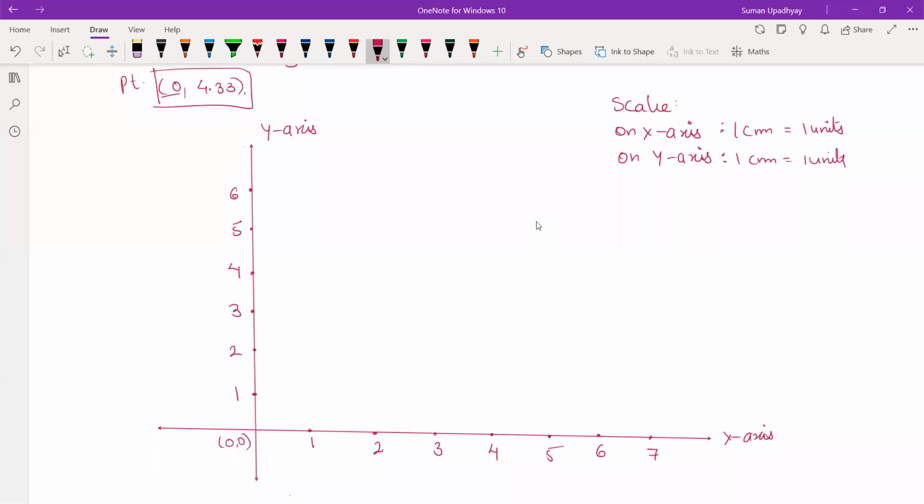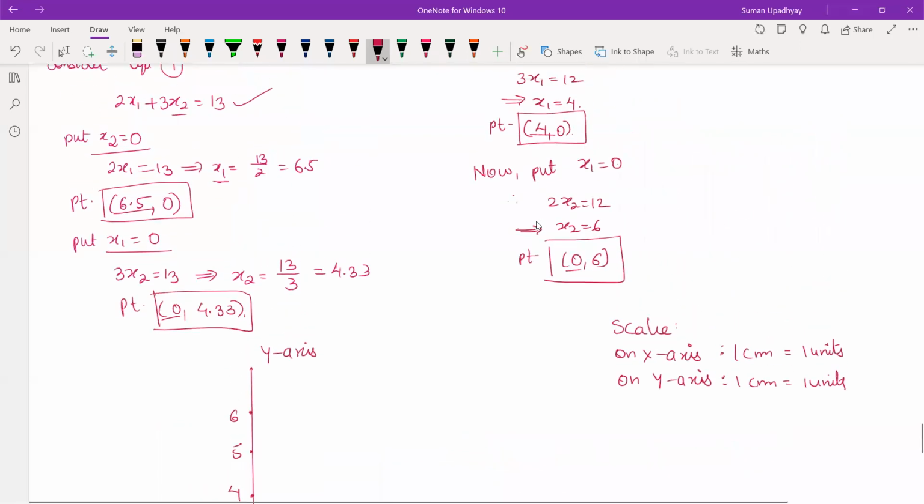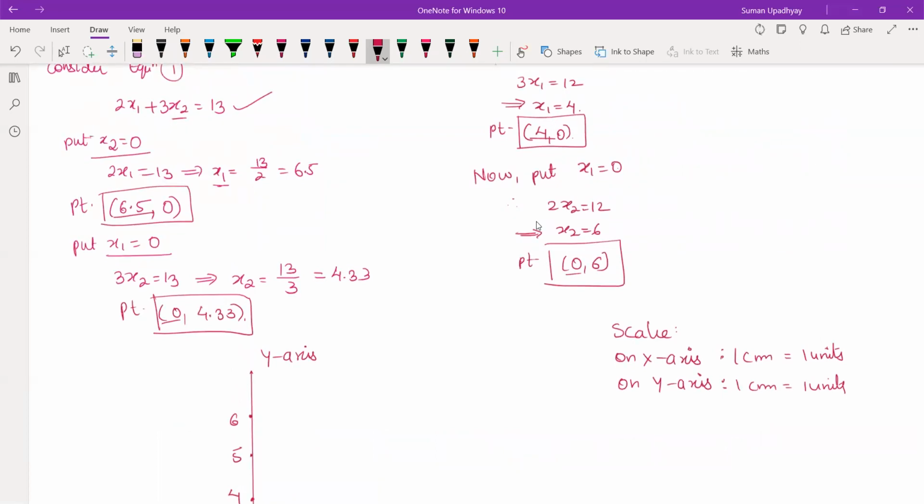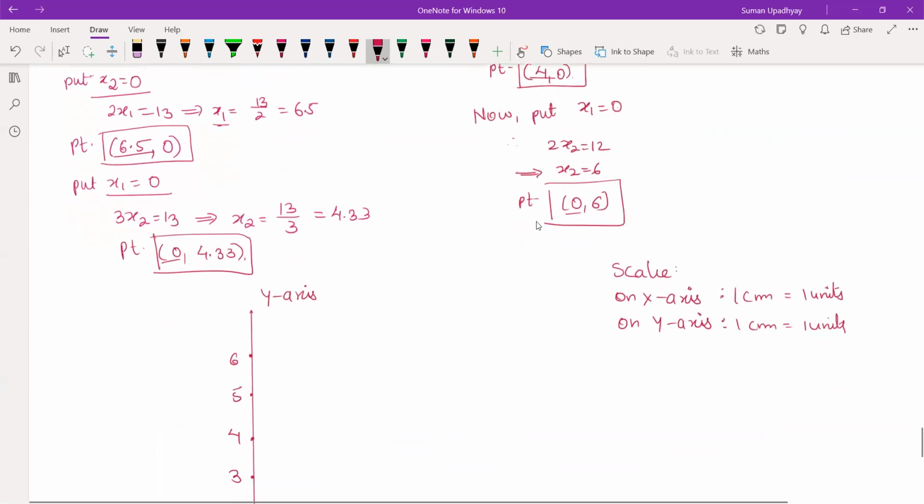ठीक है, सब प्लॉट हो गया पॉइंट्स. Now what I am going to do, first point लिखो. पहला इक्वेशन, ये इसके पॉइंट, पहले straight line का equation के points plot करते. तो पहला 6.5, 0 और देन 4.33 है. Sorry, 6.5 है ना on x axis.